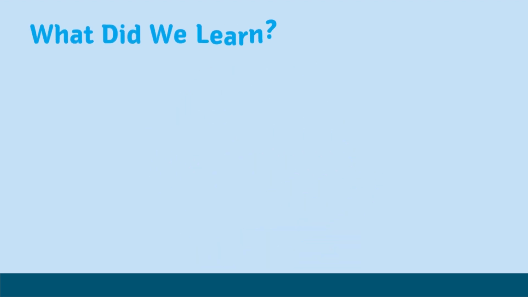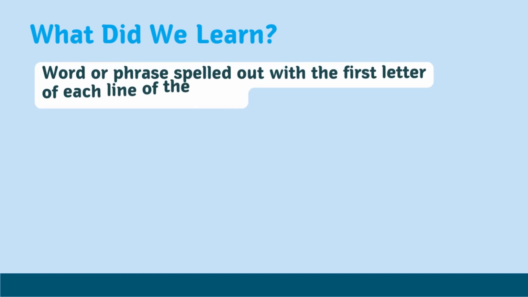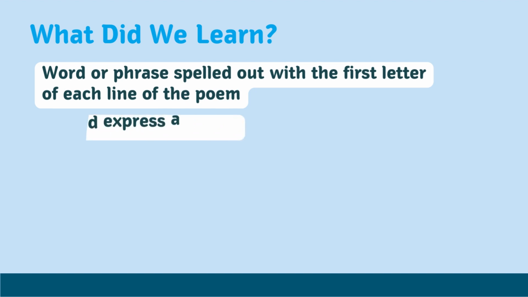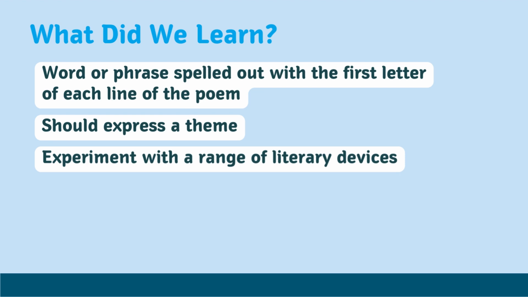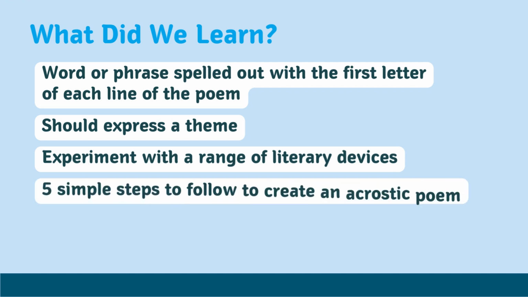So let's have a recap of what we've learned today. We learned that an acrostic poem contains a word or phrase spelled out with the first letter of each line of the poem. We learned that our acrostic poem should stick to a central topic or idea, or even better, it should express a theme. To make our acrostic poems even better, we should experiment with a range of literary devices such as similes and alliteration. Finally, we learned that there are 5 simple steps to follow to create an acrostic poem, making them an easy, accessible poem for all.